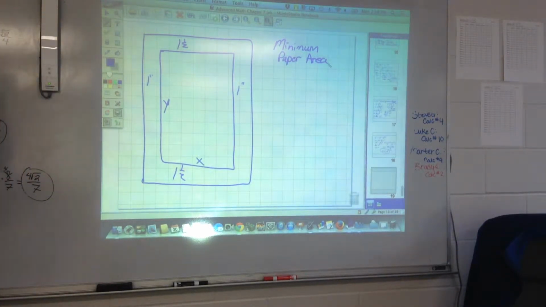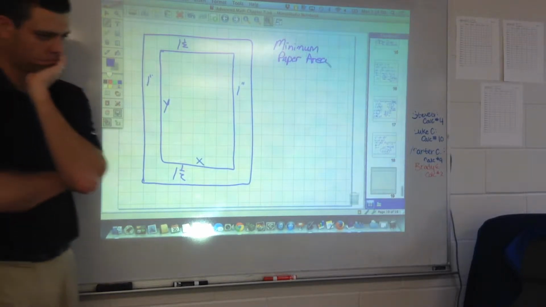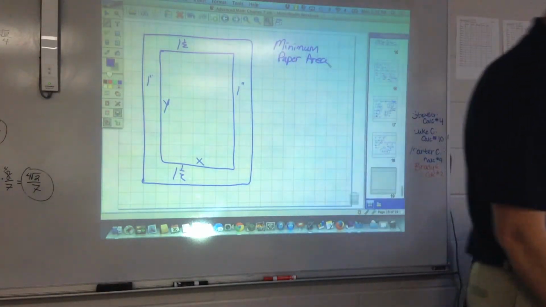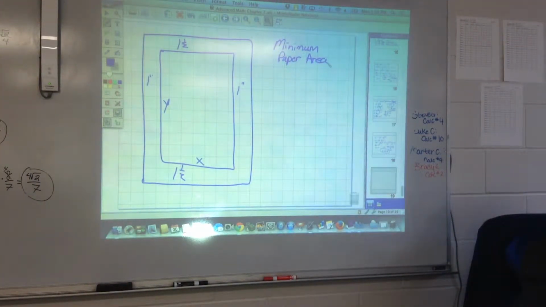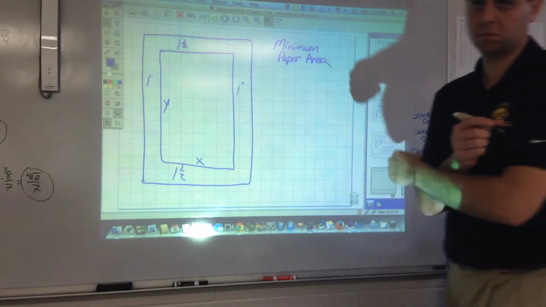Alright, so let's write down some of the other things. We drew a picture, but let's write down some things we know, or has to be true, or what we're going to try and minimize. Well, I bet we need an equation. y plus 1.5, and that's a pretty good guess. y plus 1 plus 1.5, and 2x.